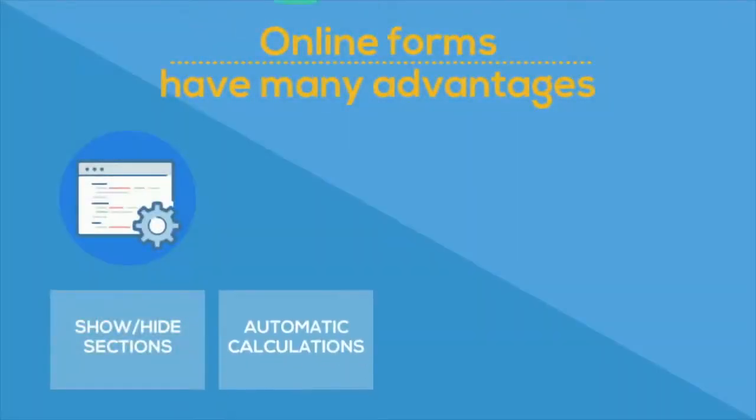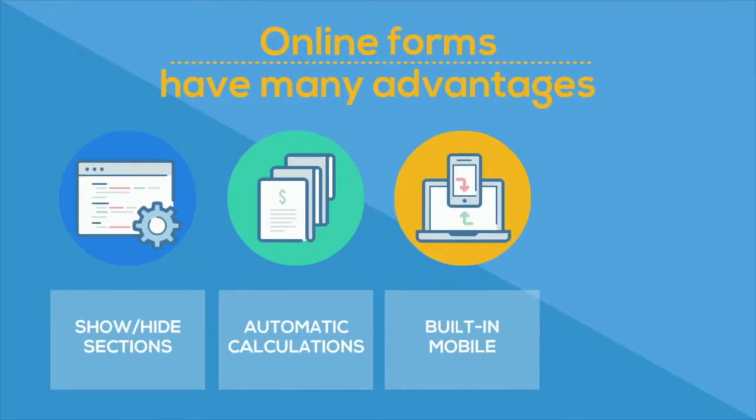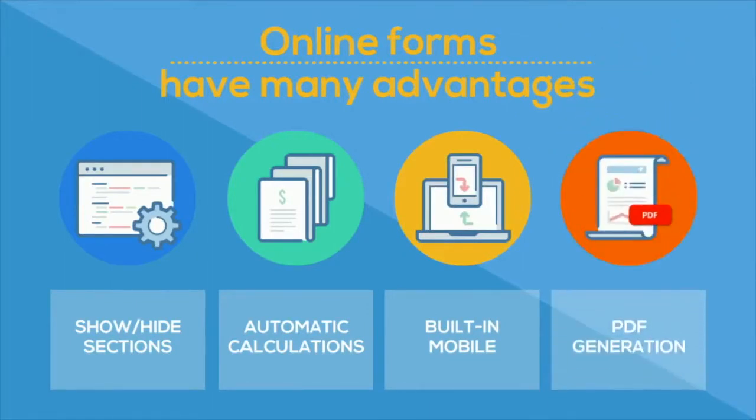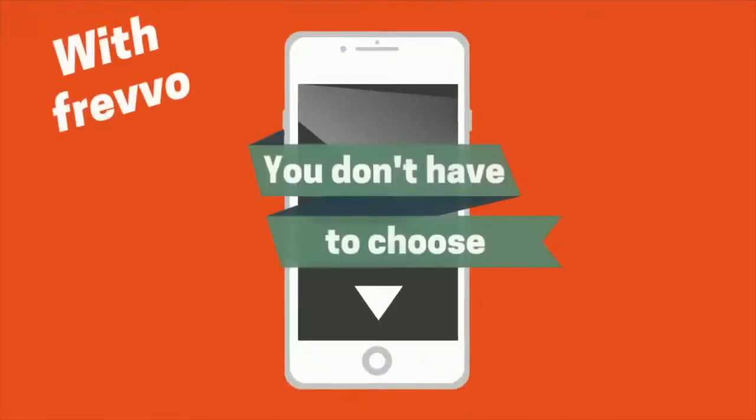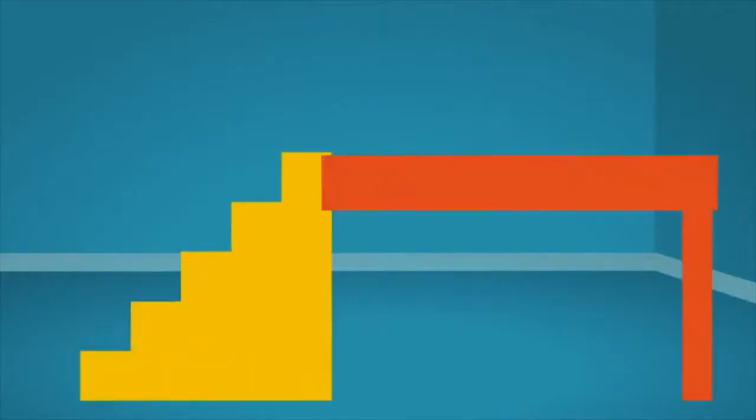Customers love the advantages of online forms, such as dynamic behavior and built-in mobile views, but need to generate custom PDFs, such as a federal W-4 or an I-9 form. With frevvo, you don't have to choose. Let's take a look at how easy it is to create your custom PDF documents from an online workflow.